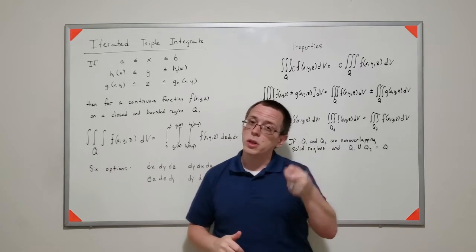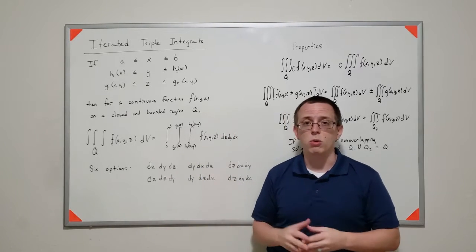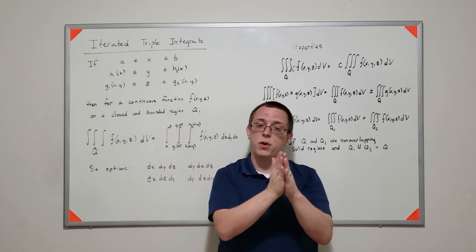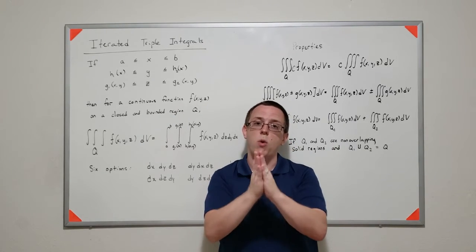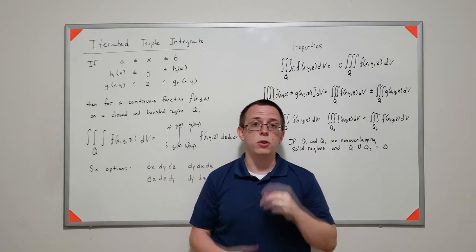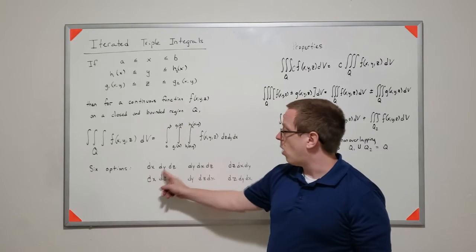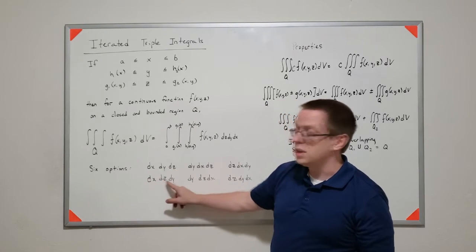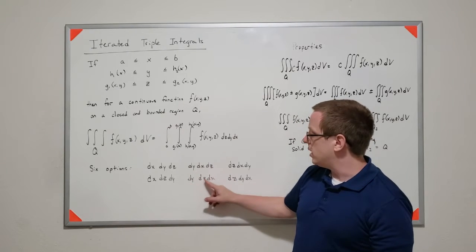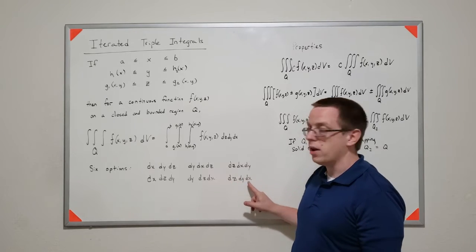Now, there's also a little bit more complexity here because when we did iterated integrals for two variables, you either integrated with x first and then y, or you integrated with y first and then x. But because we now have three options, there's actually 6 ways we can integrate. We can go x, y, then z, or x, then z, then y, or y, x, then z, y, z, then x, z, x, then y, z, y, then x.